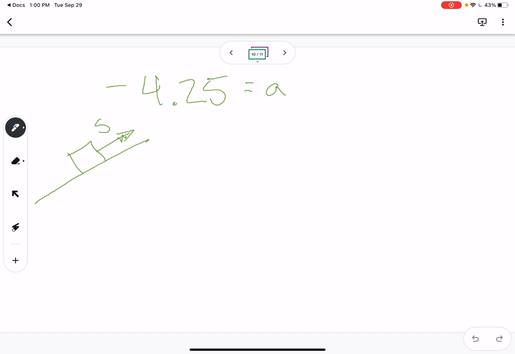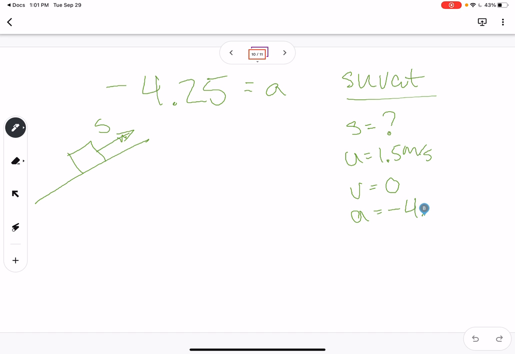Again, we are on page 10. We solved for the acceleration using a free body diagram, but now we have to use the motion equations using SUVAT. Quickly, let's write out SUVAT. Displacement, that's actually our question. Initial speed, we had 1.5 meters per second. V, what's our final speed? 0, thank you very much. Acceleration was equal to negative 4.25.